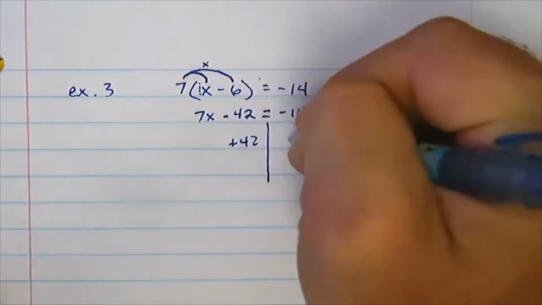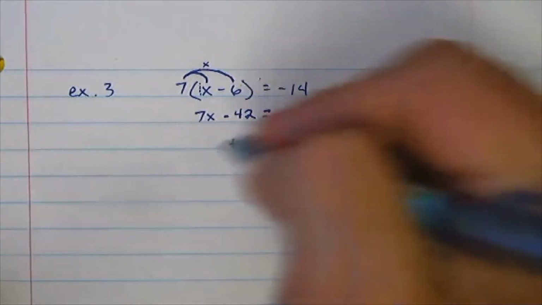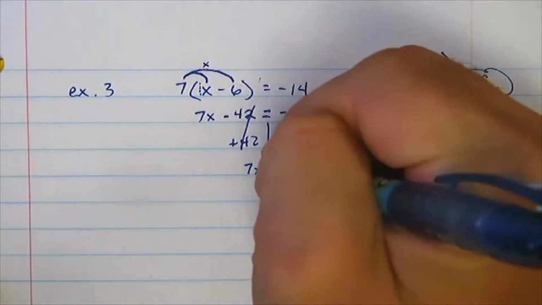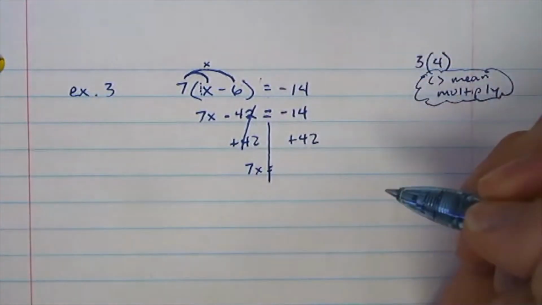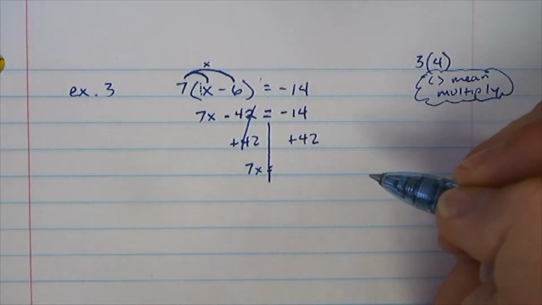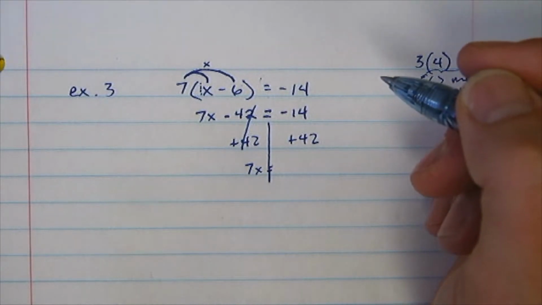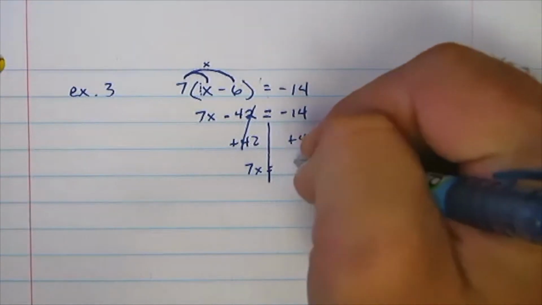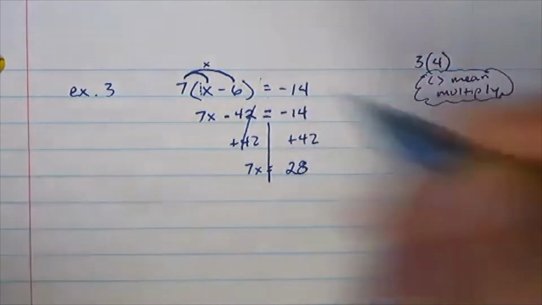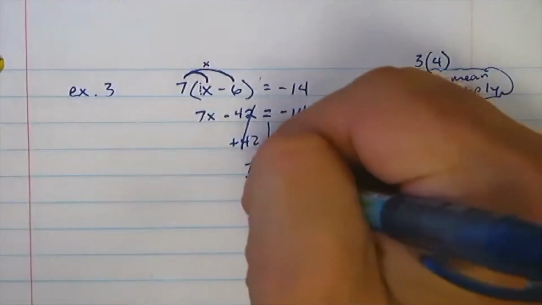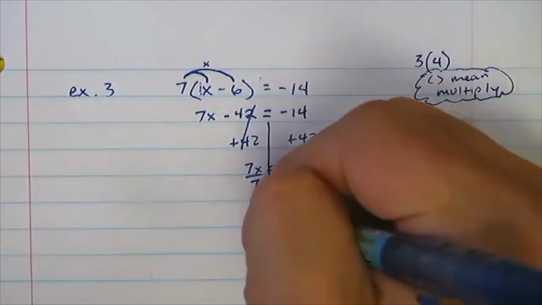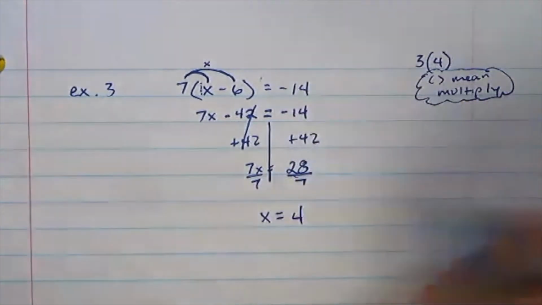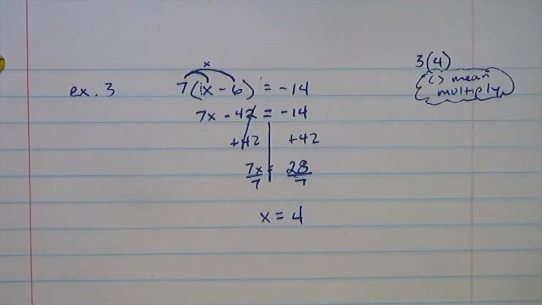So plus 42, plus 42, those cancel. 7x equals negative 14 plus 42. Again, if you're not supremely confident with your integer operations, use that calculator. But if you are okay with it, I know that that's 28. And so we divide by 7, and you get x equals 4. All right? So that's example 3. Again, distribution just means we're going to kind of multiply it in term by term.